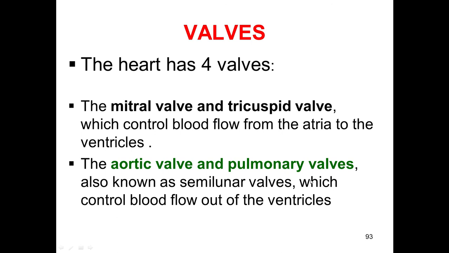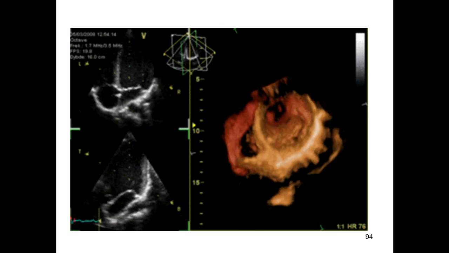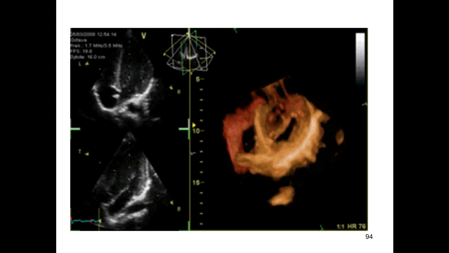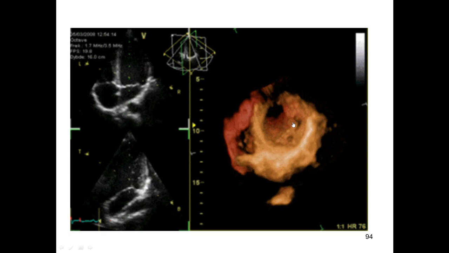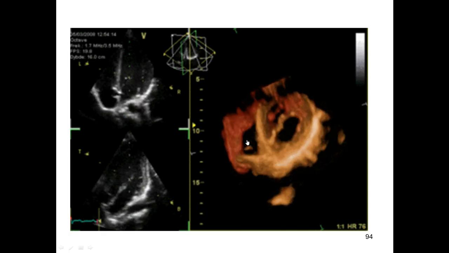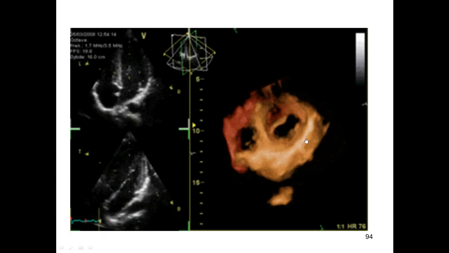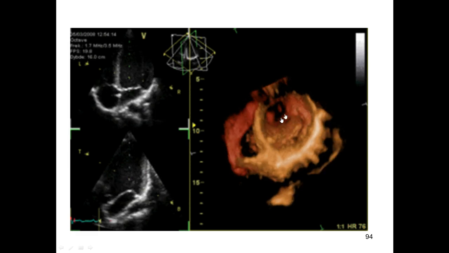So heart has how many valves? 4 valves: mitral valve and tricuspid valve, which are responsible for controlling the blood flow from atria to the ventricles. The aortic valve and the pulmonary valve, which are also known as semilunar valves, are responsible for controlling blood flow out of the ventricles. So you can see beautifully the cusps, the mitral and the tricuspid. This is the way they work constantly.